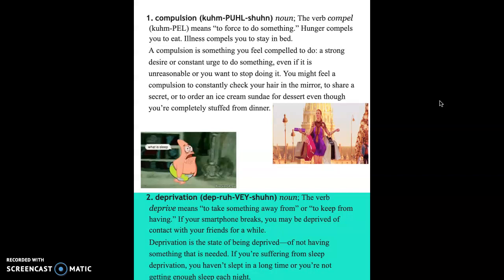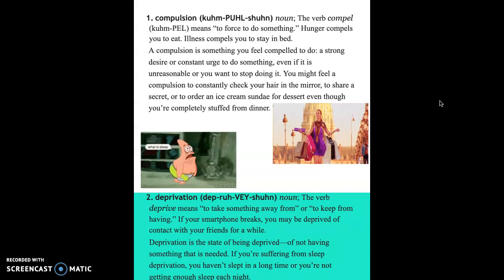Okay, as we have reviewed our text evidence and strategies, now we need to look at vocabulary. Some of the vocabulary coming up in your next 2 readings that you're going to be following up on after this, there's 6 words that we're going to review today. So the first one we need to look at is compulsion. This is a noun. The verb compel means to force to do something.